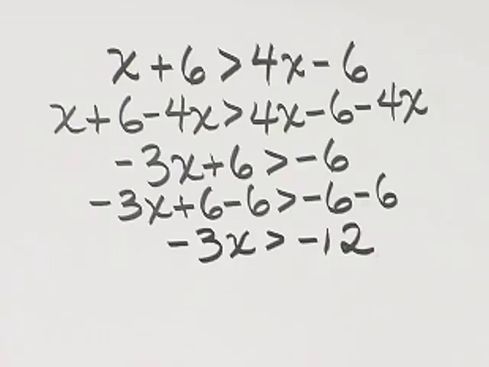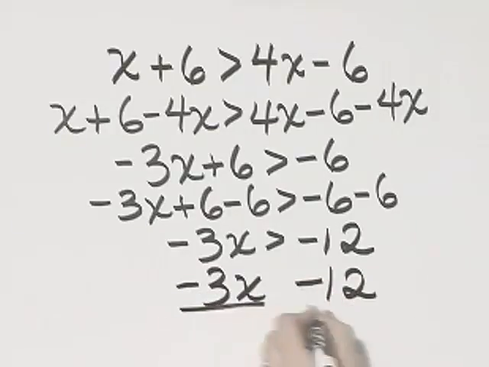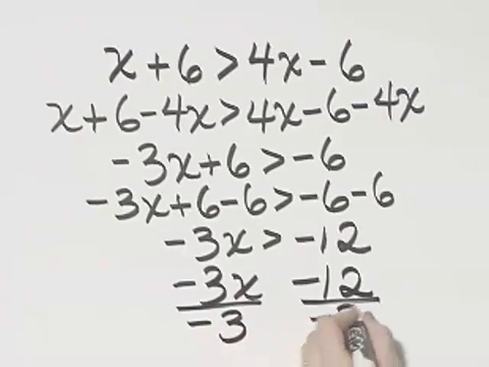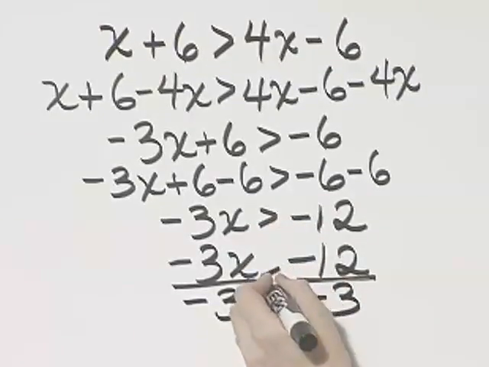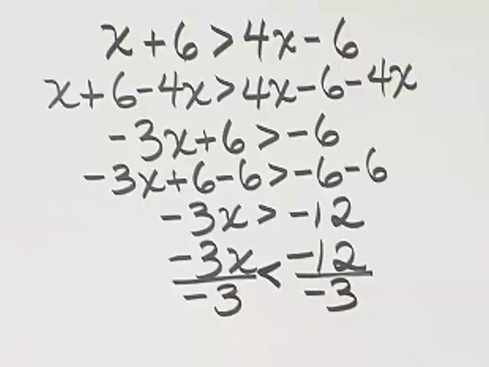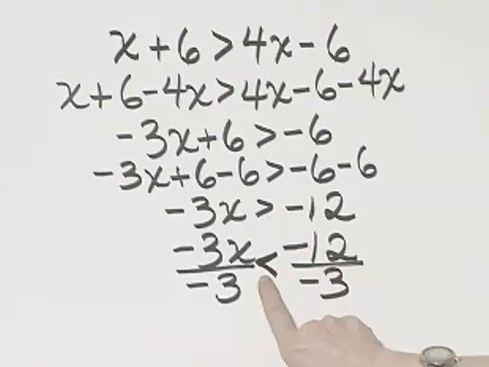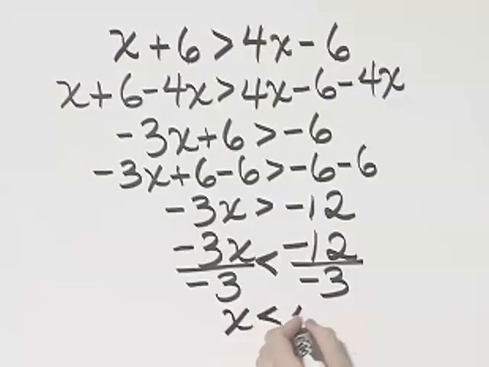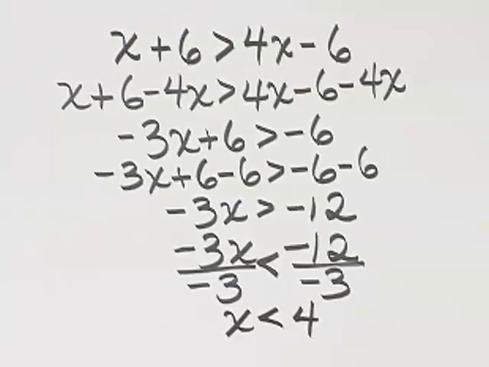And how do I finish solving? Let me write this down again and be very, very careful, because I'm going to divide both sides by the coefficient of x, which is negative 3. Now when you divide by a negative number, don't forget the direction of your inequality changes. So notice I have made that change in the direction, and I have simply x is less than 4. And there is my inequality simplified.